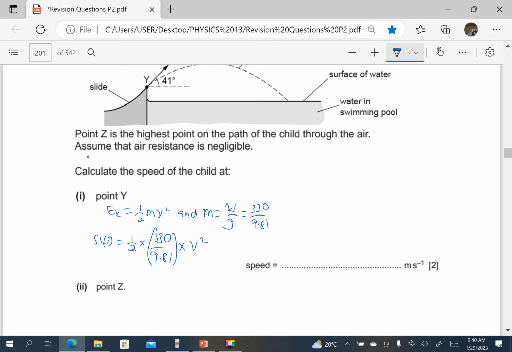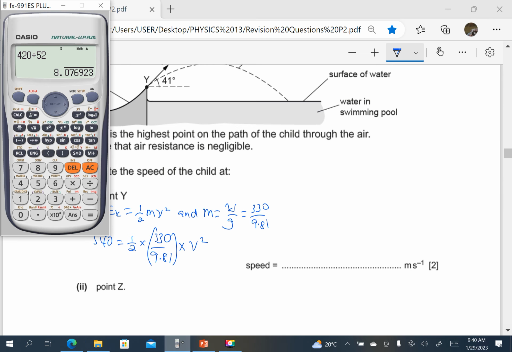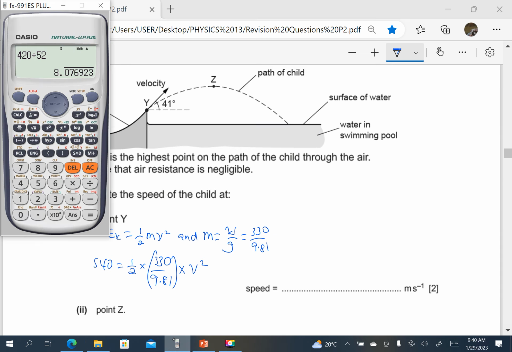So we want to find V squared, we want to find V. I'll just use my calculator: 540 times 2 times 9.81, I'm cross multiplying, then I divide by 330. Then I find the square root. So I'm getting V as 5.666, or 5.67, or 5.7. So the speed V is equal to 5.7.